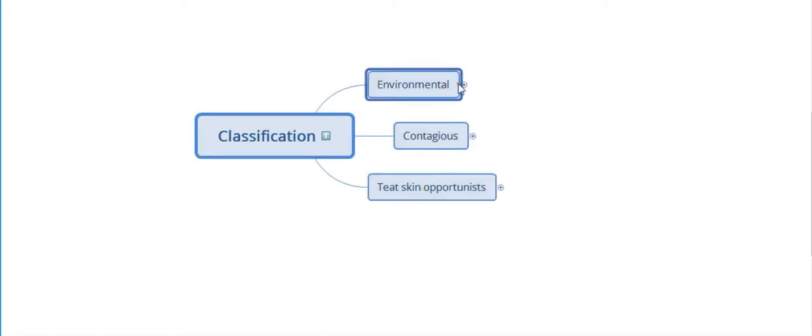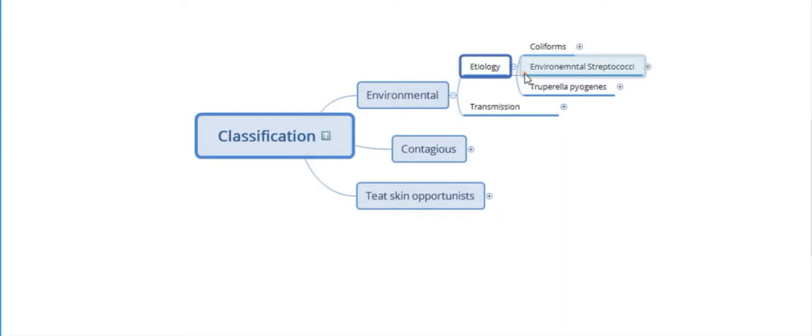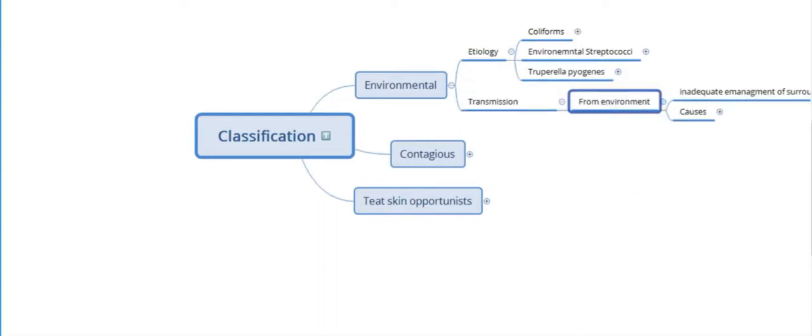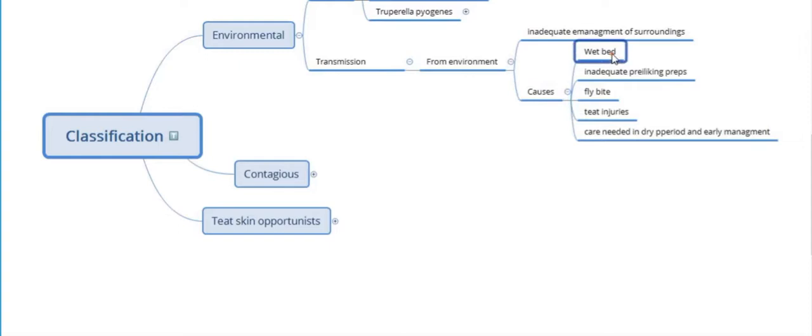So what is environmental mastitis? Environmental mastitis means the mastitis that the animal acquires from the environment. This can be because of inadequate management of surroundings, resulting in an increased load of bacterial organisms in the immediate vicinity of the cow, and can be due to wet bedding, inadequate pre-milking preparations, fly bite rarely, occasionally teat injuries, and improper care during the dry period and early lactation. So there is a lot of management and environmental hygiene involved in the precipitation of environmental mastitis.